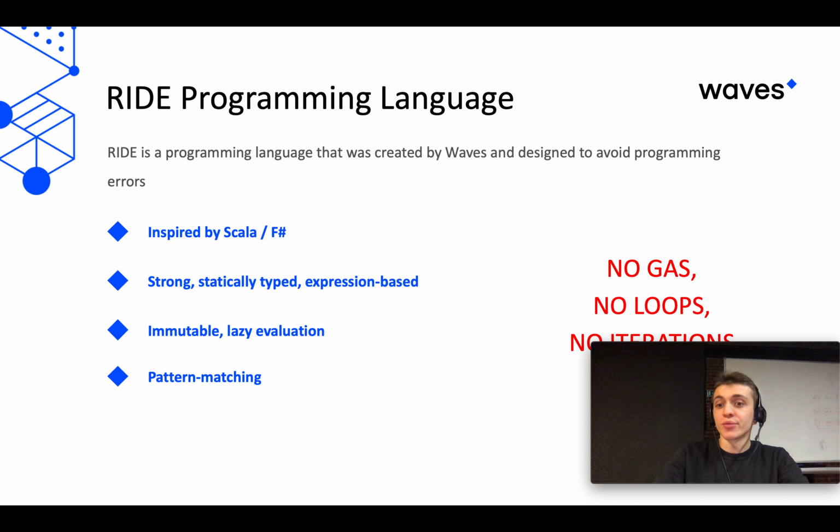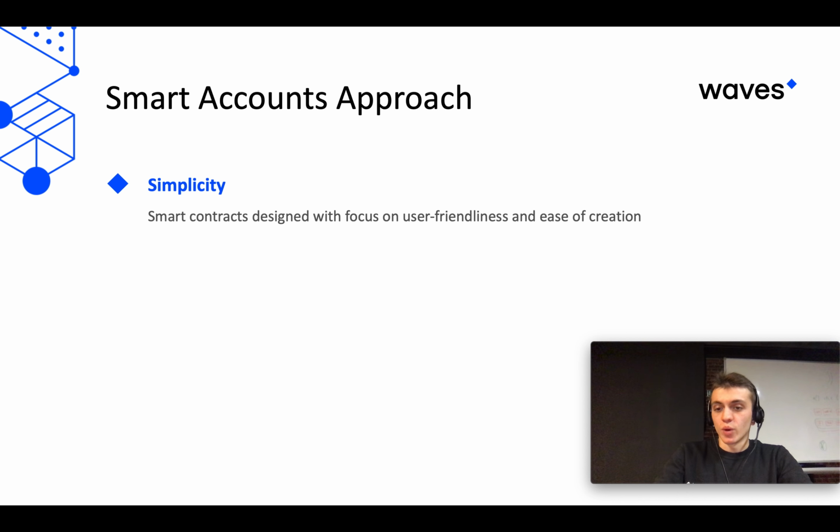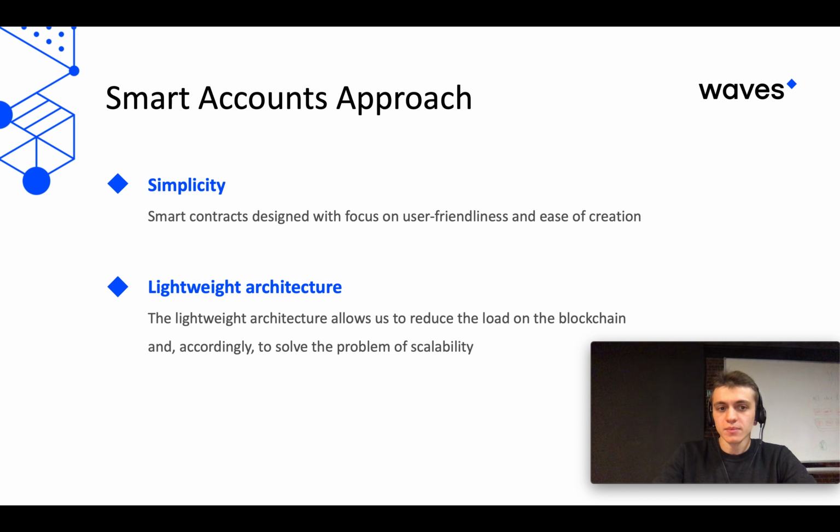So the smart contracts approach. Why did we invent smart accounts? Because of simplicity. Smart contracts are designed with a focus on user friendliness and ease of creation. It's totally true because we try to make the language as easy as possible. Really, Ride is a very simple language.